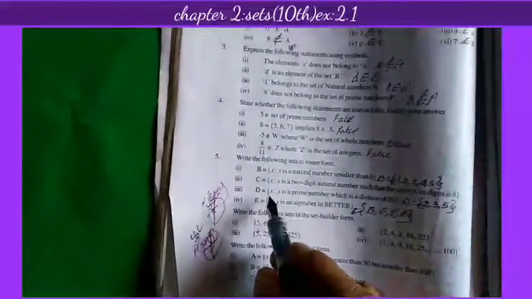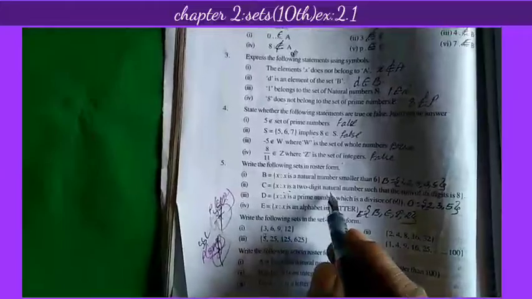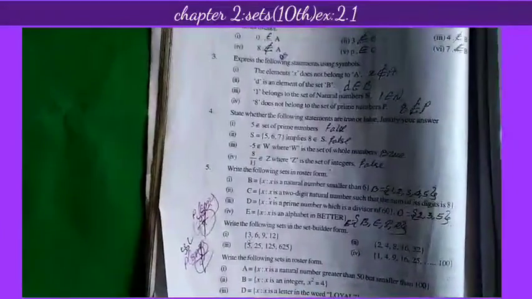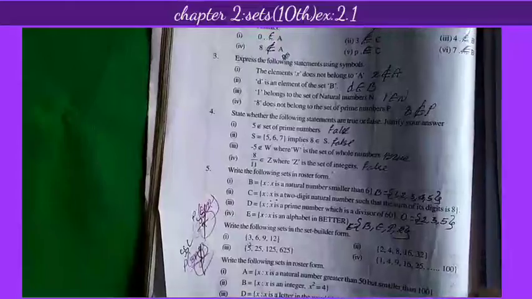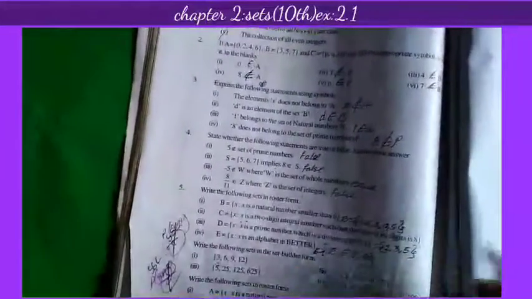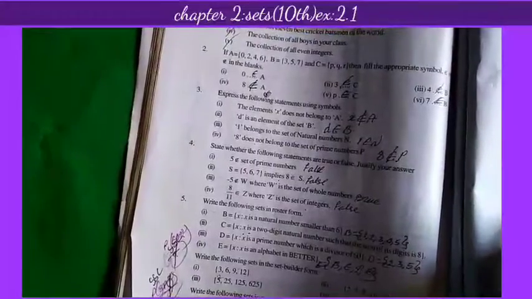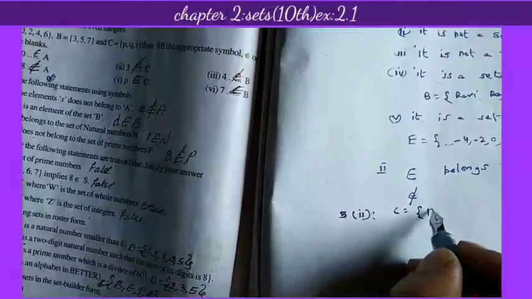Okay, it is completed. Coming to the second question, C is the set of x such that x is a 2-digit natural number such that the sum of its digits is 8. It has to be a 2-digit number, and not only that, the sum of digits is 8. So I write here question number 5, part 2. C is the set of, I start with 1, so 17.